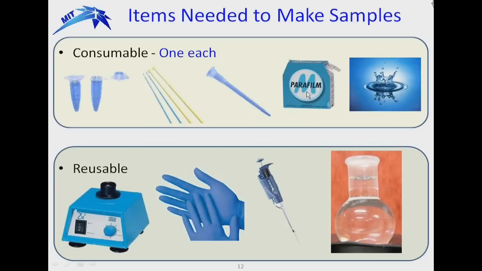Parafilm is a wax-like film used like friction tape. We use it to seal the sample vial. We also use disposable inoculating loops in our lab. A reusable loop could be used. Making the sample uses 4 reusable items: a vortex mixer, gloves, a 1/2 to 10 microliter variable pipette, and an MIT-1000 RMI-80 sample vial.